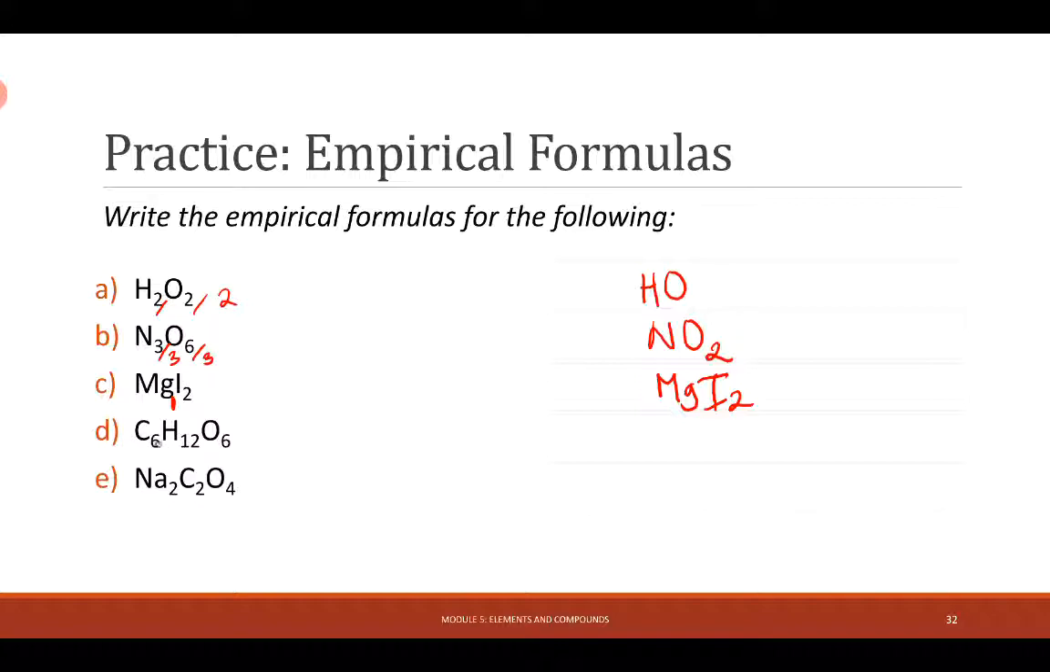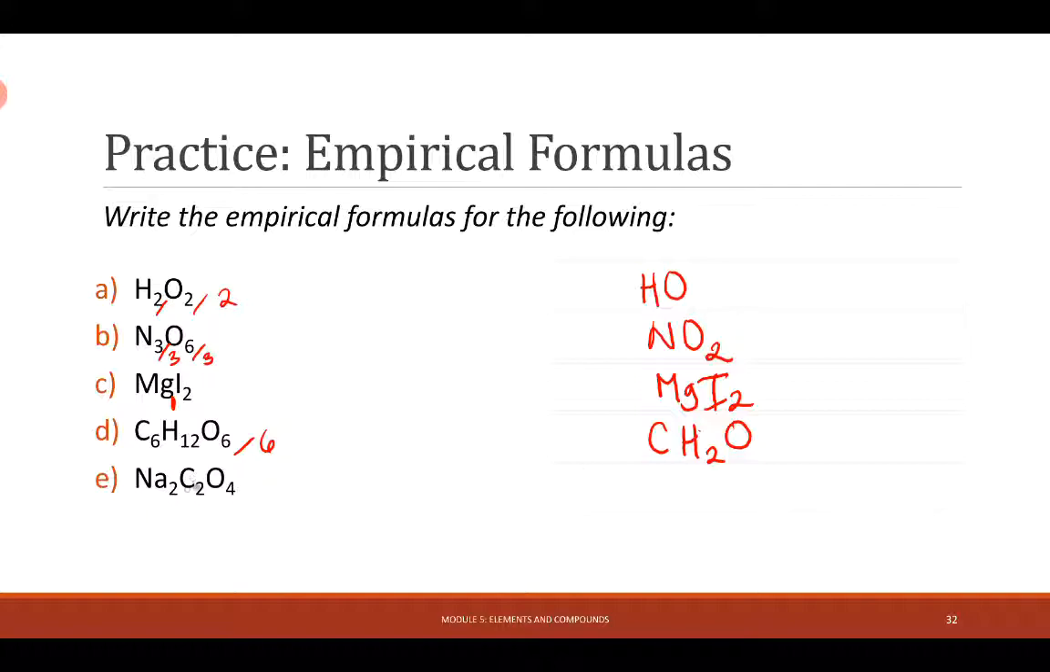For this next one, our subscripts are 6, 12, and 6. All of those are divisible by 6, and so our ratio is 1 carbon, 2 hydrogen to 1 oxygen.